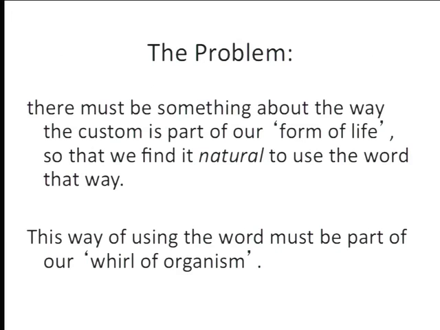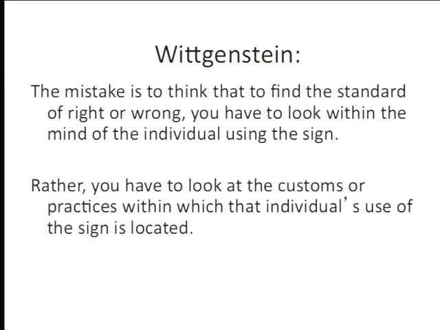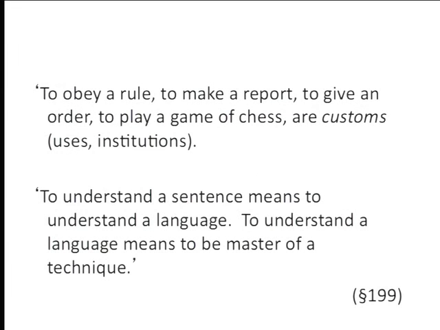When you think about how he's using the notion of custom, it connects up to something like our form of life, to ways of using terms that we could pick up from each other, part of what Cavell called our whirl of organism. So it's natural to think, well, what is that? How do we make more explicit what he means by the whirl of organism within which we have customs or practices? To obey a rule, to make a report, to give an order, to play a game of chess are customs, uses, institutions. To understand a sentence means to understand a language. To understand a language means to be master of a technique.